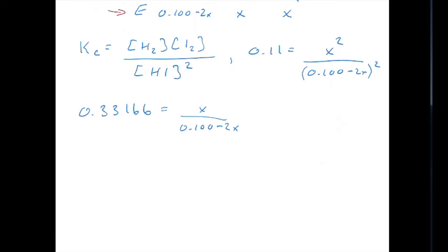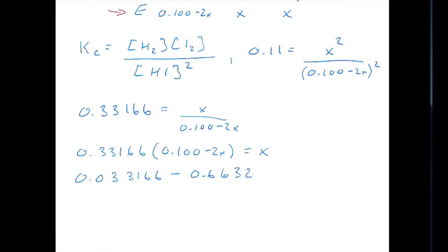And if we continue to multiply that out, 0.33166 times 0.100 minus 2x equals x. 0.033166 minus 0.66322x equals x, and then solving for x equals 0.0199. And remember, this x represents a concentration, so this is going to be molar.